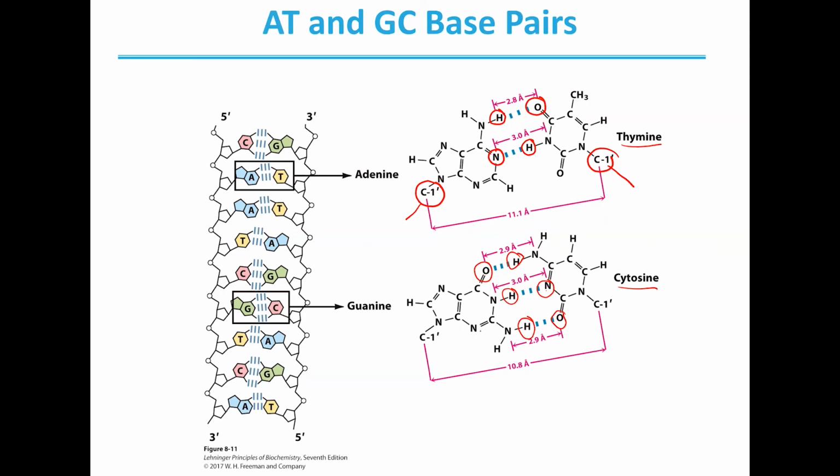This is where the stability of the GC type bond comes in, because there are 3 hydrogen bonds connecting it, giving it higher stability than the AT type interaction.